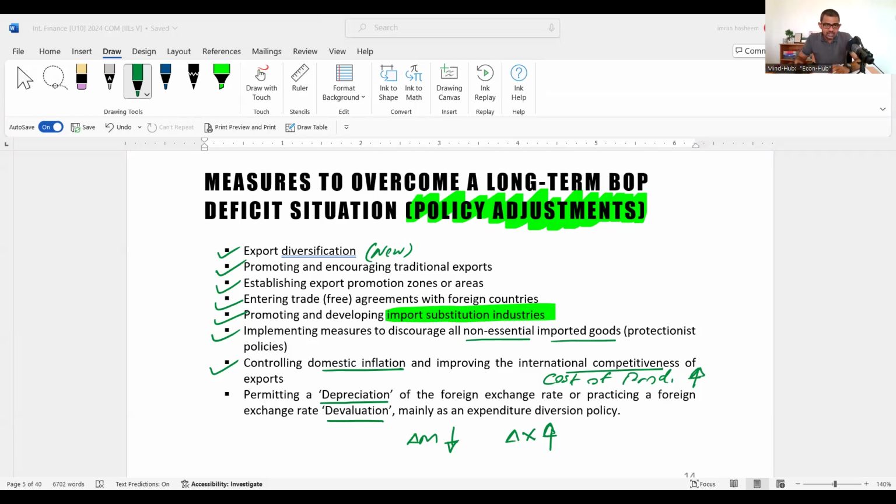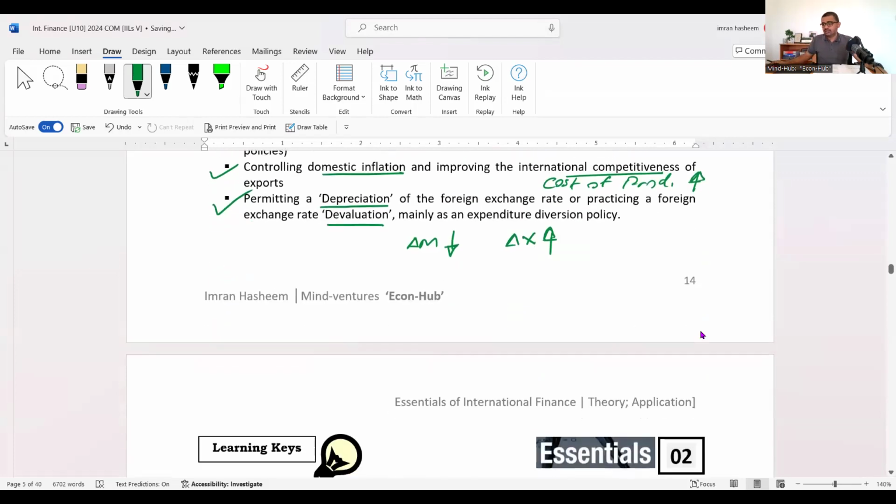So our export earnings fall, import expenditure increases. So depreciation, devaluation has not given us those expected results when we have tried this in the past. That's why it's a last point, last resort. Got it? Right. So these are the policy adjustments we can take to overcome long-term BOP imbalances, especially current and trade account deficits.